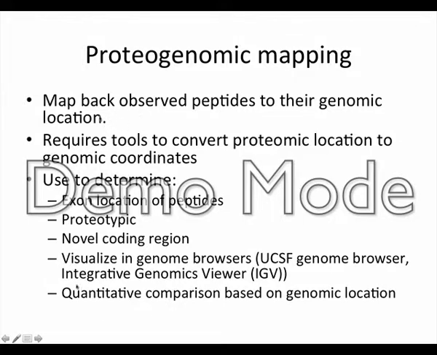The main thing is visualizing in genome browsers that already exist, like UCSC and the IGV. And also using this to do some quantitative comparison. So let's say we know that there's a copy number variation at this region in your genome. Does that mean that there's an increase in protein at that region? Do those things coordinate, or are we seeing something completely different?